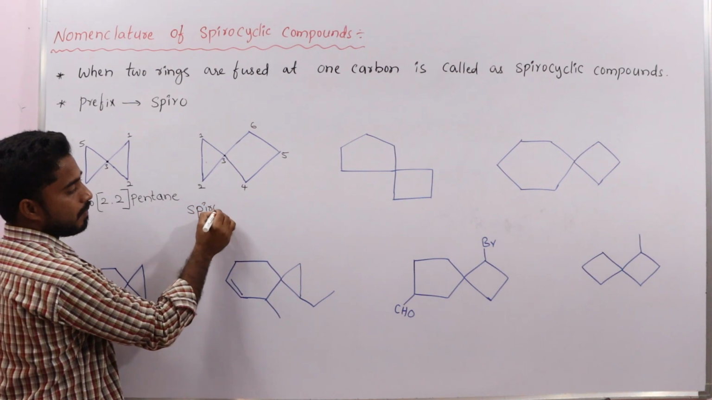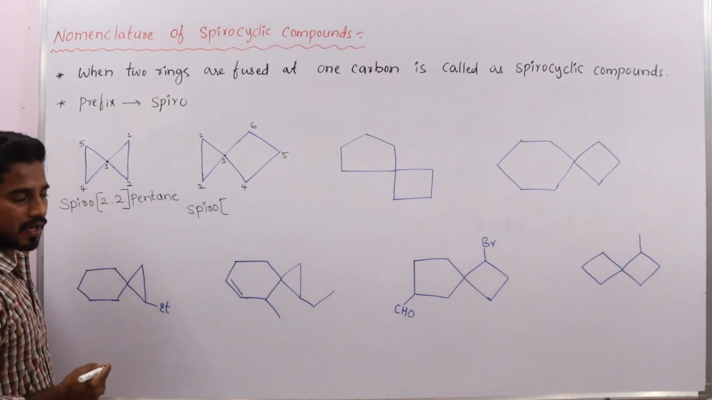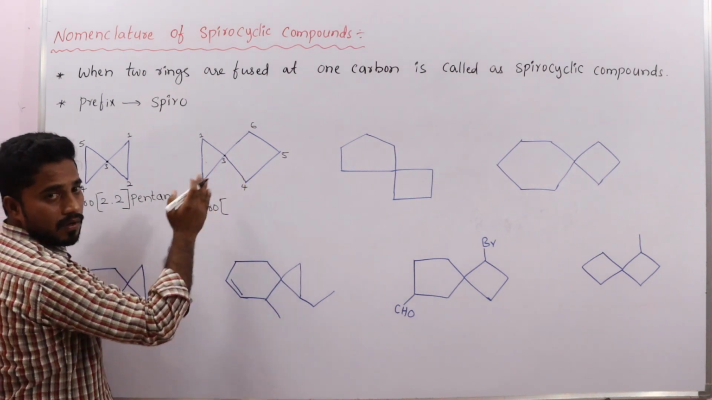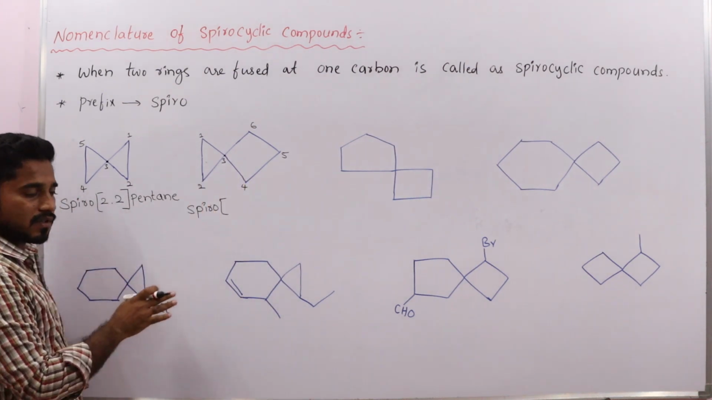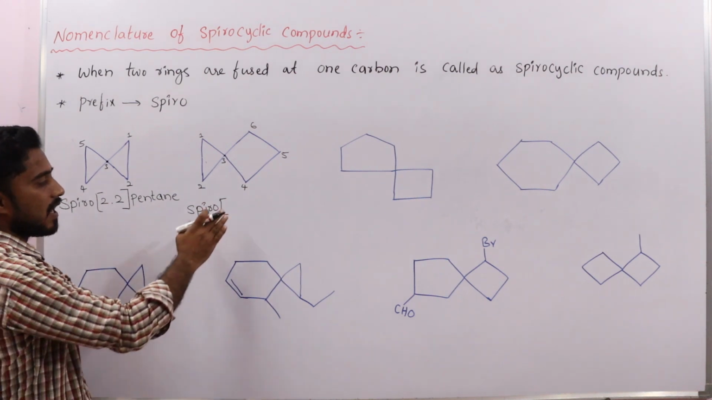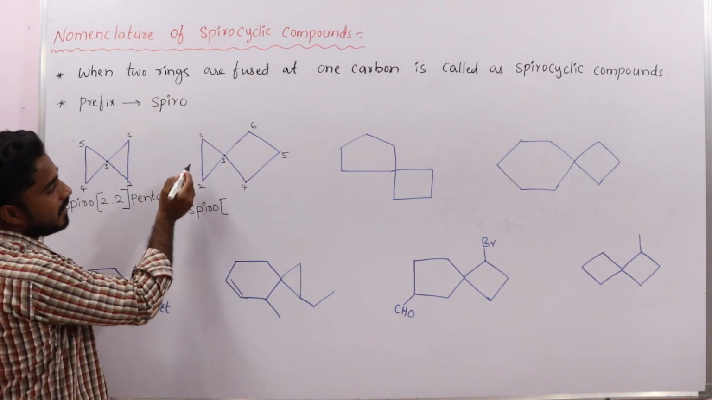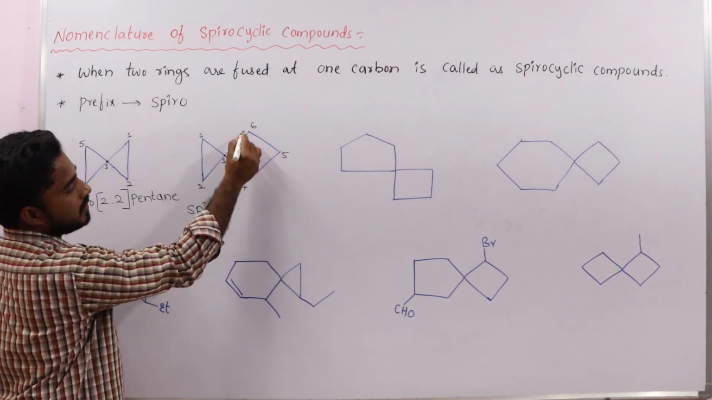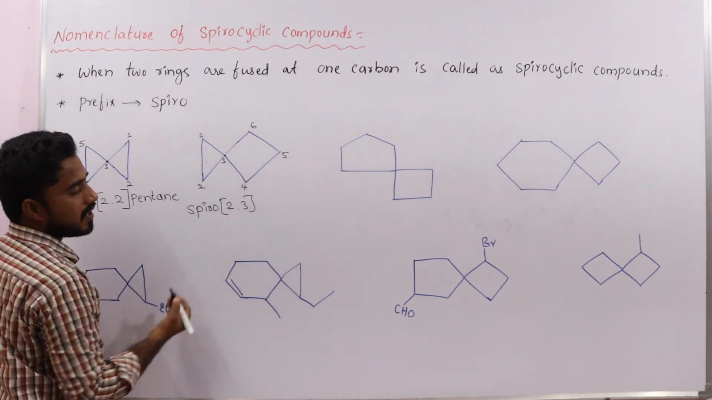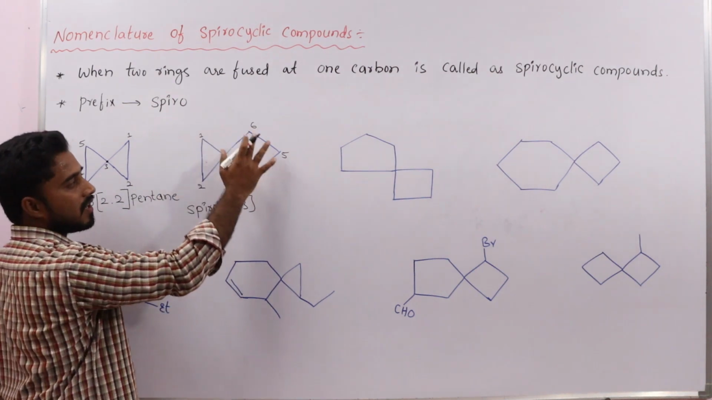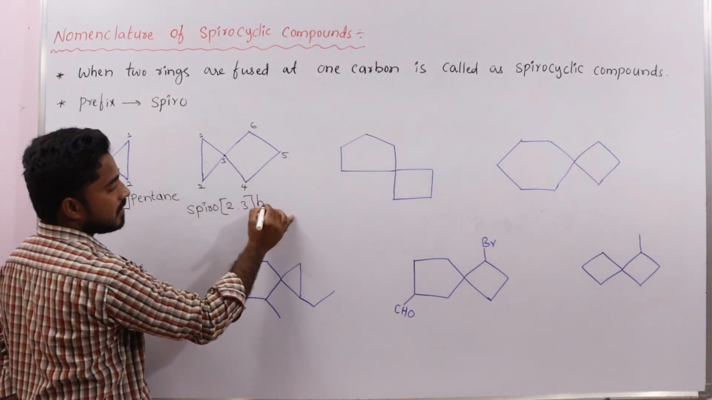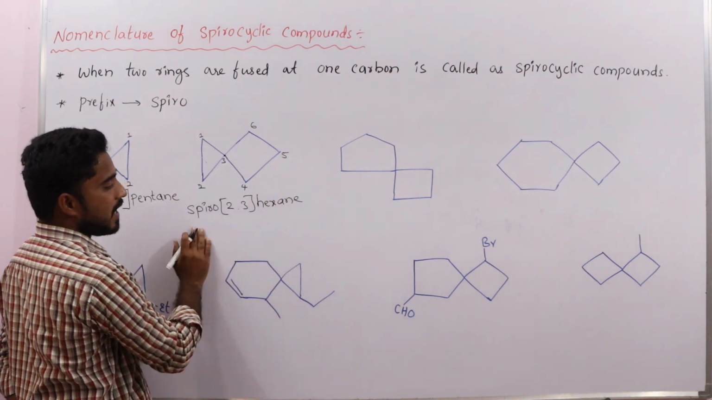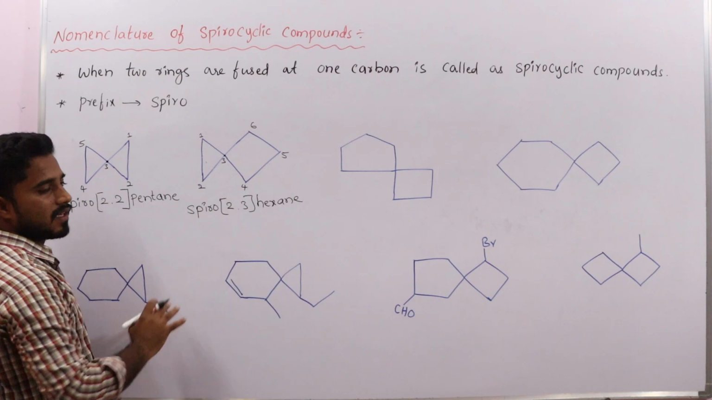Prefix spiro in square brackets. When two different rings are present, we have to go in ascending order. In bicyclic compounds we write in descending order; here we have to write in ascending order. Here 2 carbons, so 2 dot, then 1, 2, 3, 3 carbons, so 2.3. Total number of carbons is 6, that's why hex is the root word, saturated, that's why ane: spiro[2.3]hexane.